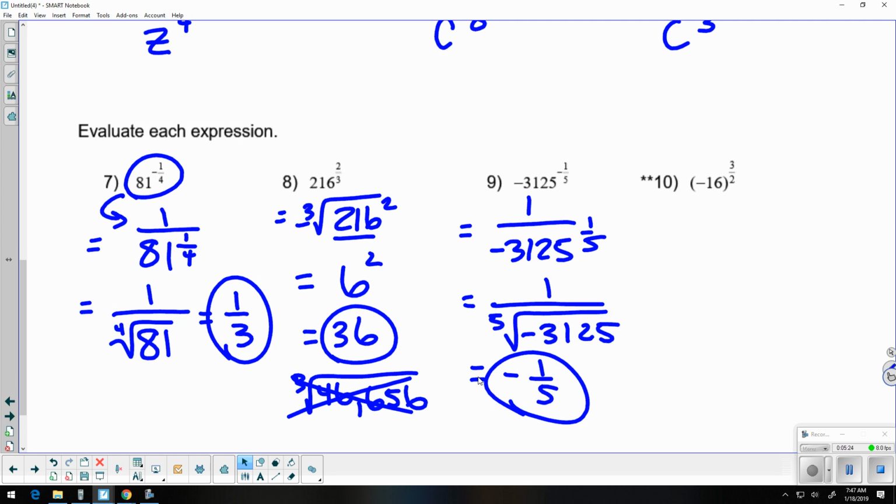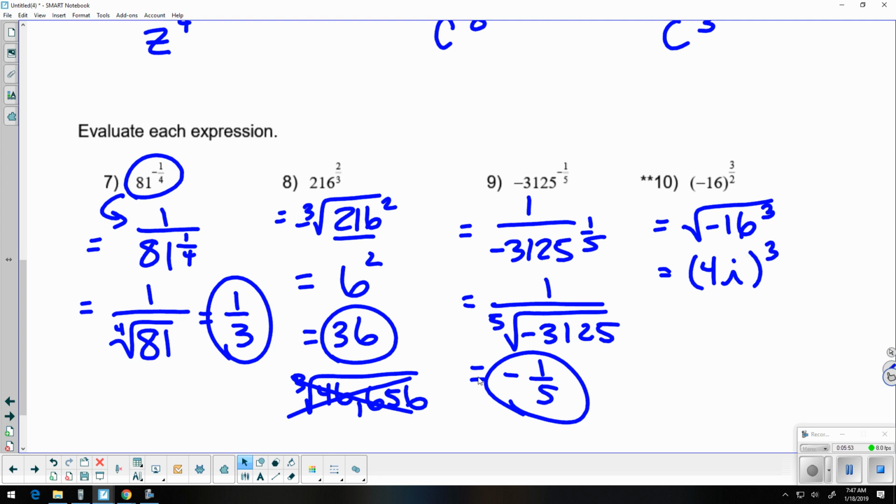The last one, number 10. So again, if I write this out as a radical, there's a couple stars next to this one because this one comes out a little interesting. You're taking the square root of negative 16 cubed. Again, what I'm going to do first is apply the root, because I know the square root of negative 16 is just going to be 4i. So now I have 4i. Again, no more radical because I took the square root of negative 16, but now I have to cube this.